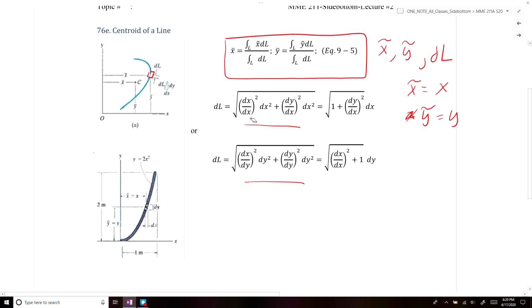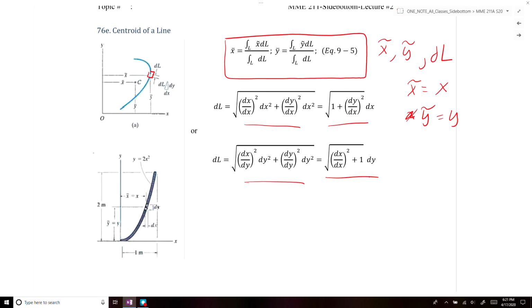Alright, so you can use either of these two definitions, and they get simplified down to these two. And then you should choose the dL that makes your life easier, so it results in a simpler integration.